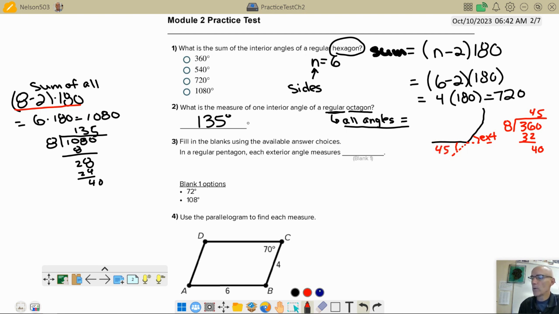Oh, we got to remember, though, we're looking for the interior angle. The interior angle is this one right here. So I got to take 180 minus 45. So we have that calculation to do. 180 minus 45 gives me 135. So I get the same answer either way.